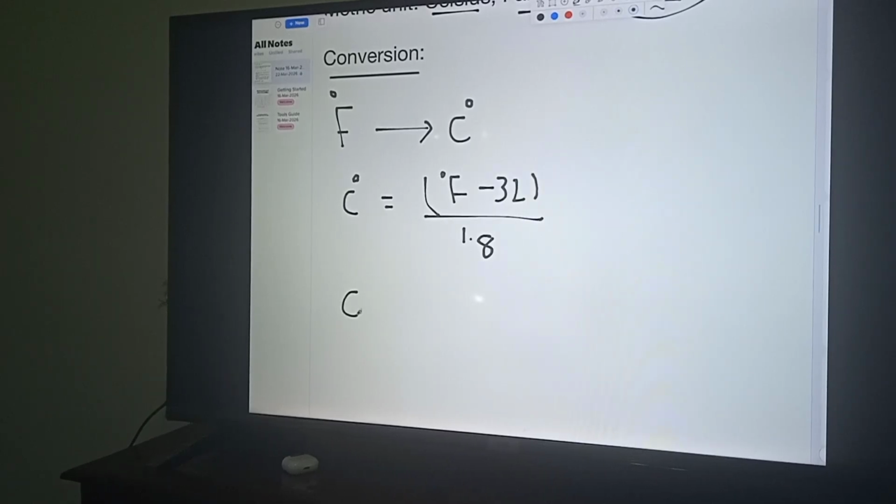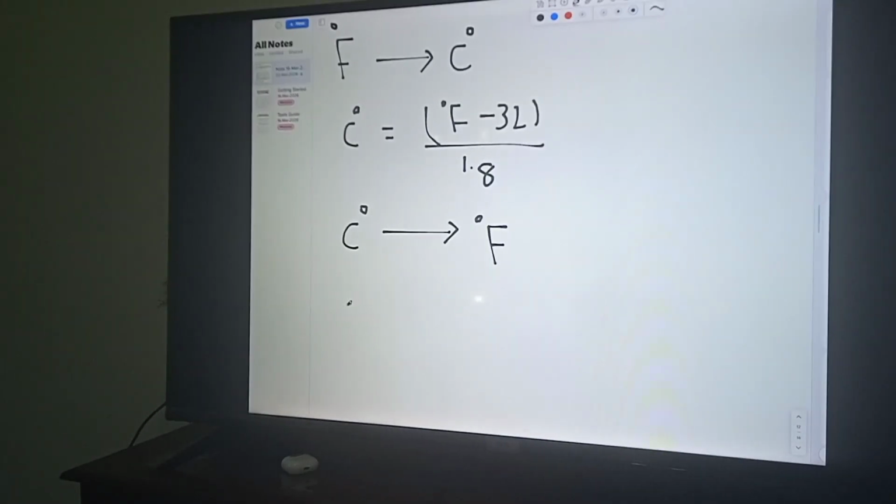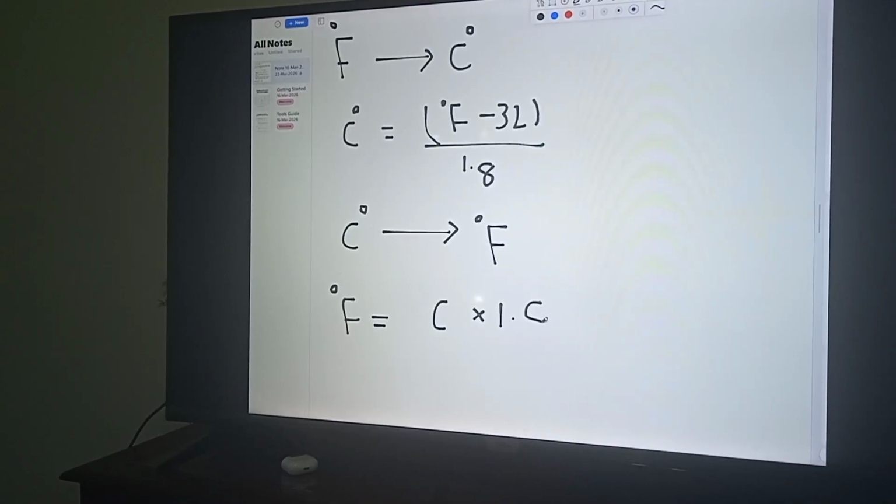Similarly, to convert degree C to degree F, you need to write like this: degree F is equal to C multiplied by 1.8 plus 32.